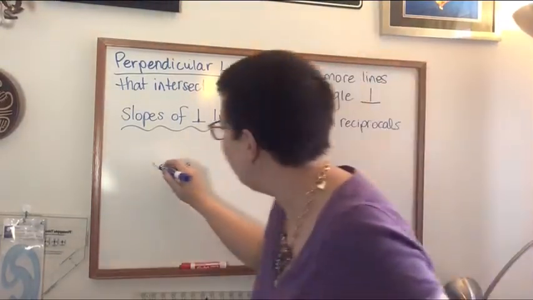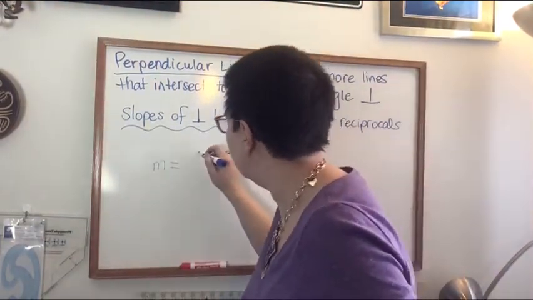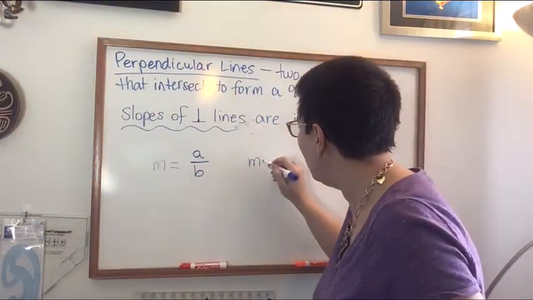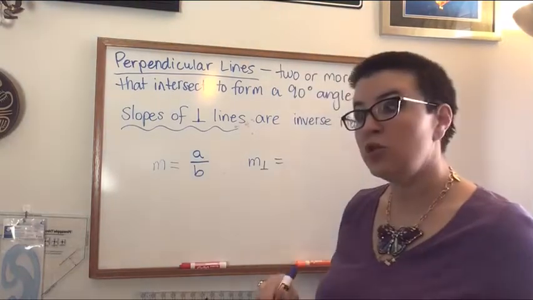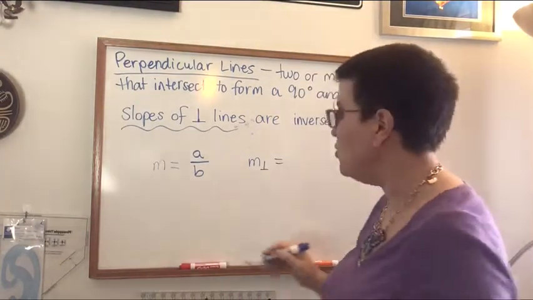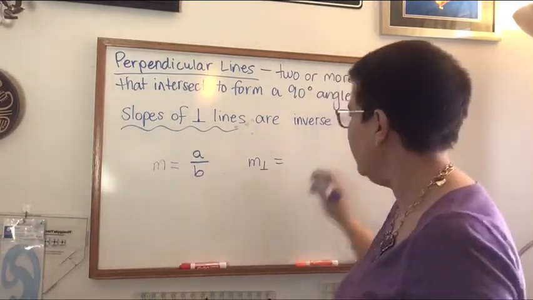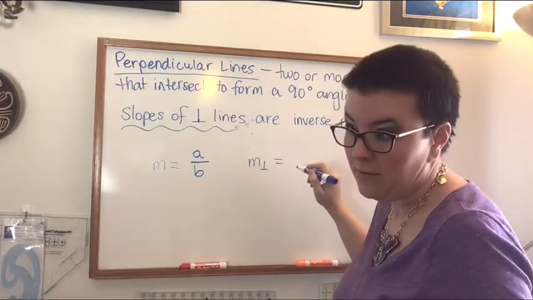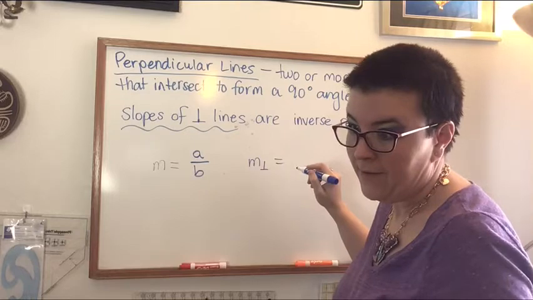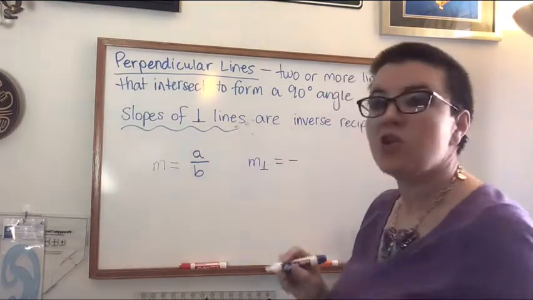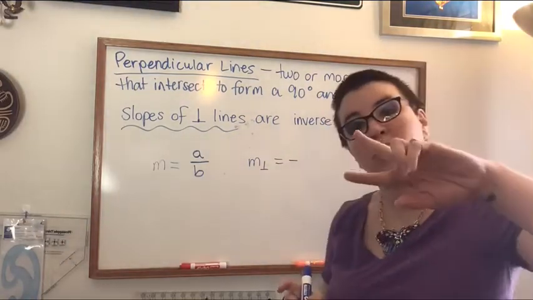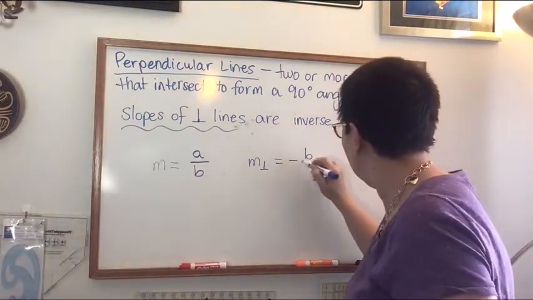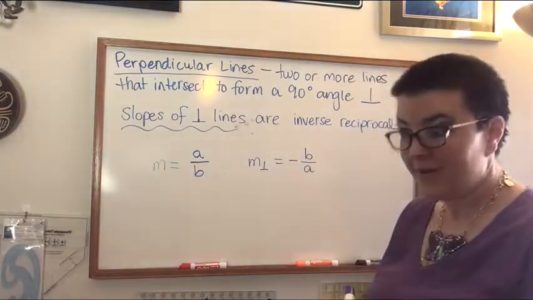So if my first line has the slope A over B, its perpendicular is going to change sign. So what's the opposite of positive? What's the opposite of plus? Negative? Negative, exactly right. So it'll be a negative, and then the reciprocal part is the fraction flips. Like flipping? Yep, like flipping.